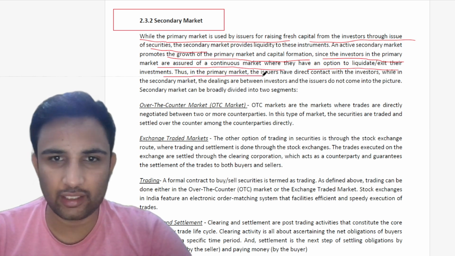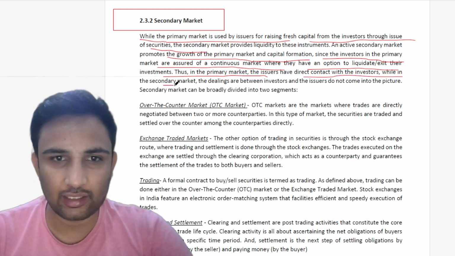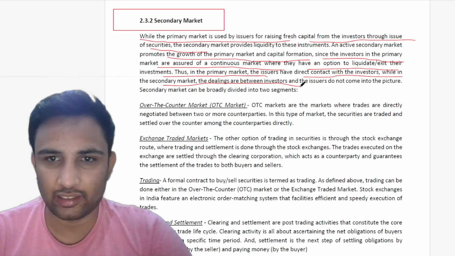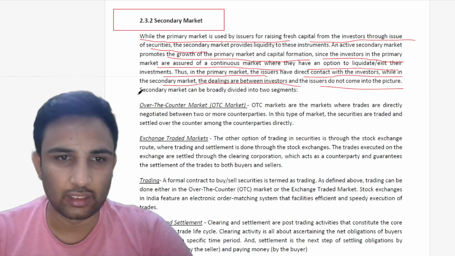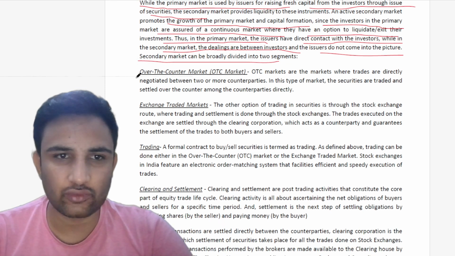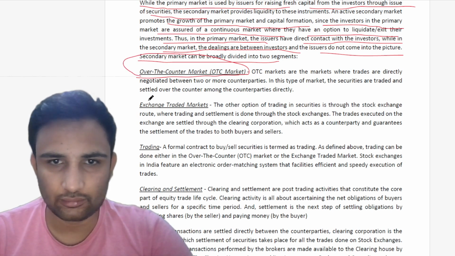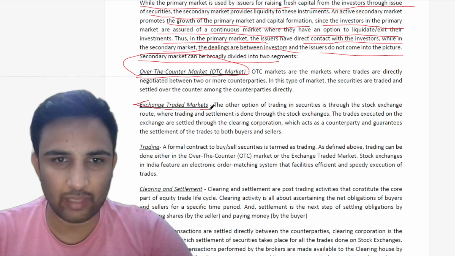Thus, in the primary market, the issuers have direct contact with the investors, while in the secondary market, the dealings are between investors and the issuers do not come into the picture. Secondary market can be broadly divided into two segments. The first one is the over-the-counter market, that is the OTC market, and the second one is exchange traded markets, covering trading and also clearing and settlement.